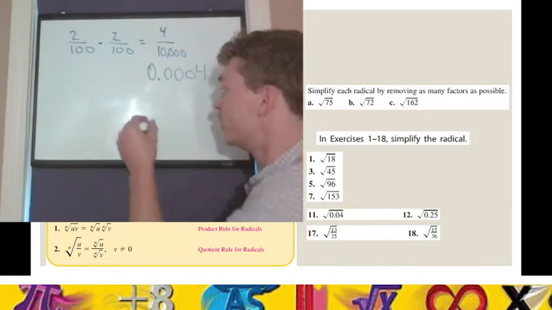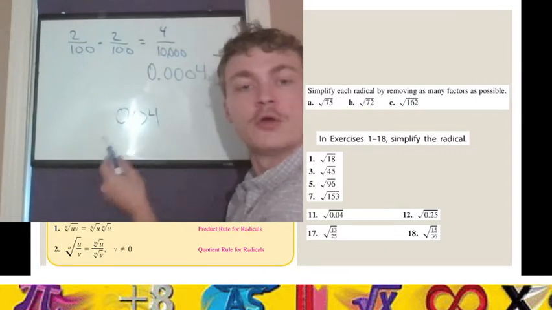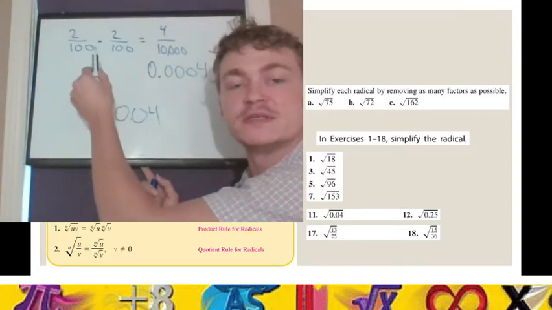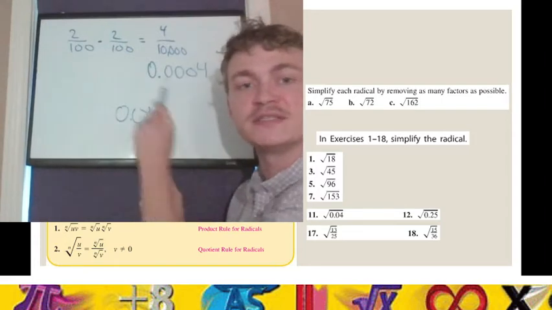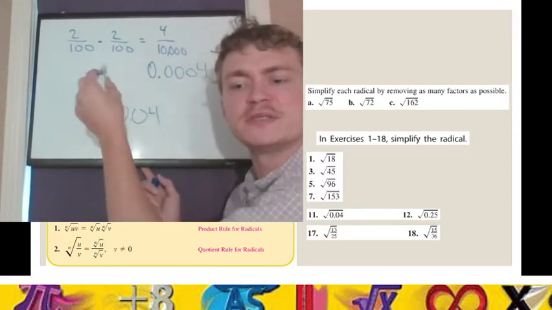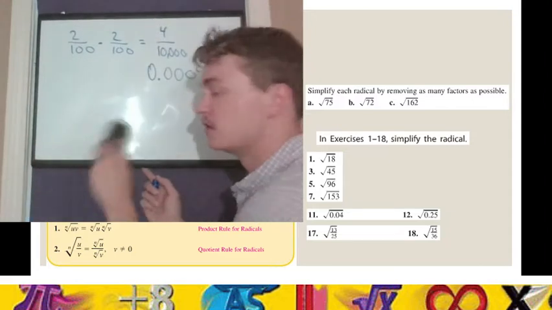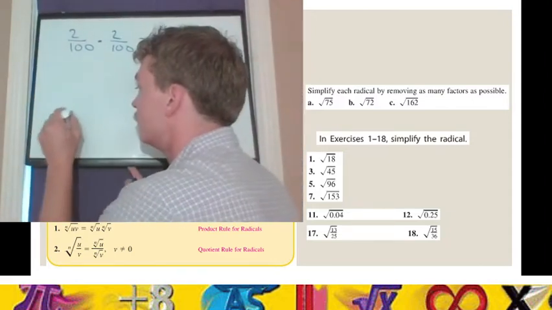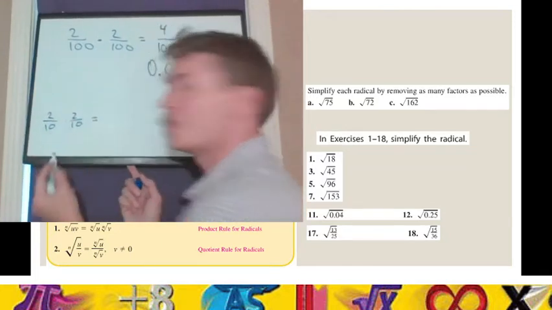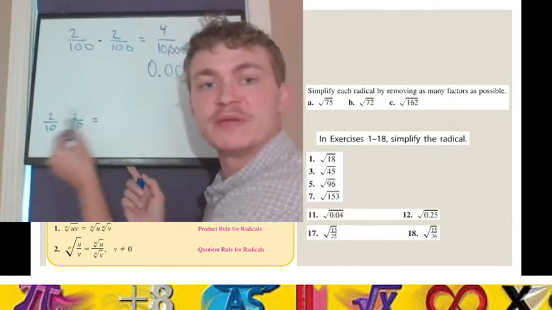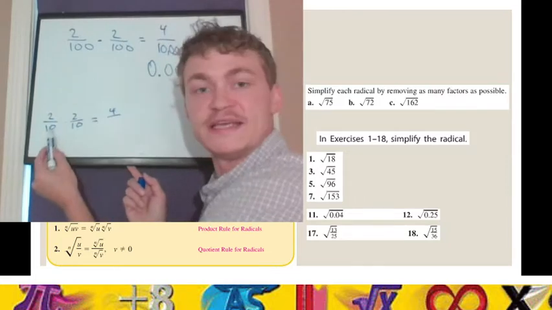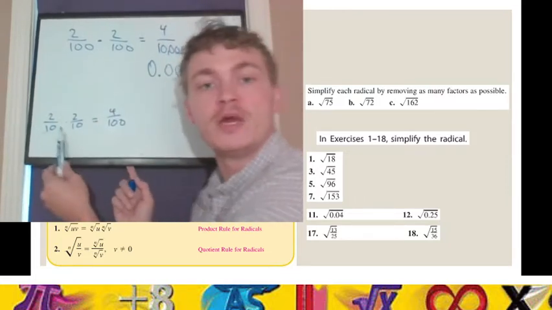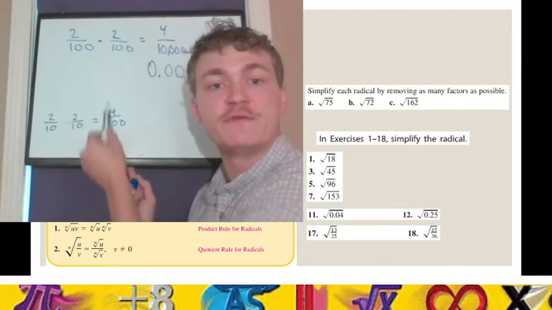So we want something that looks like this. We want 4 hundredths. So we see here 2 hundredths squared is 4 10,000ths. We need something larger than 2 hundredths. Let's try 2 tenths. 2 tenths is 2 over 10. 2 tenths multiplied 2 tenths. 2 times 2 is 4. As we see here, 10 times 10 is 100. So what number, when you multiply to itself, gives you 4 out of 100?